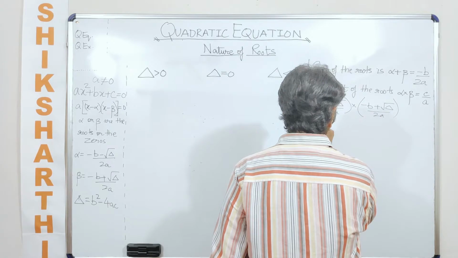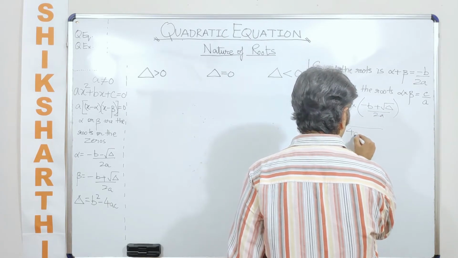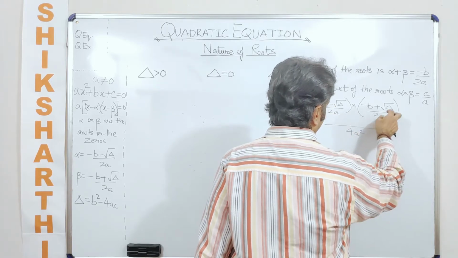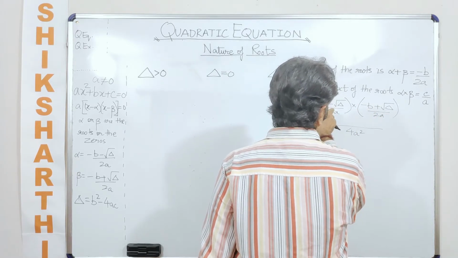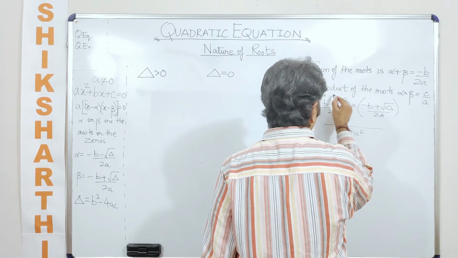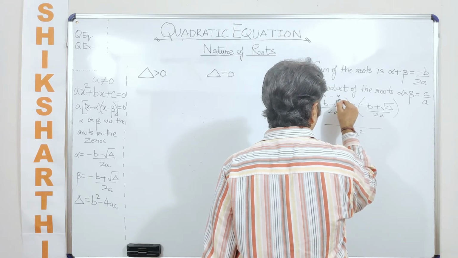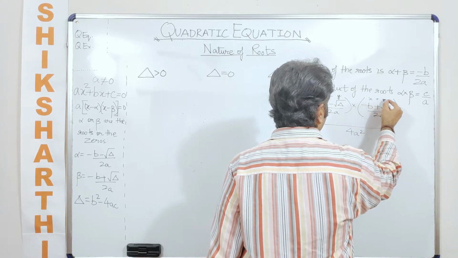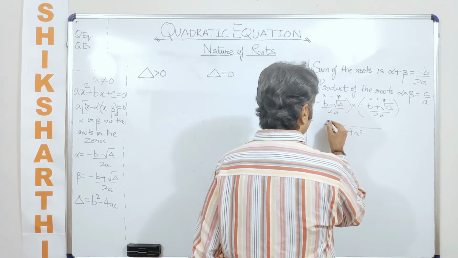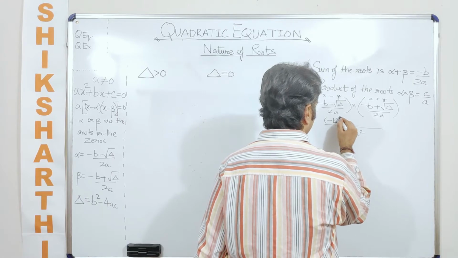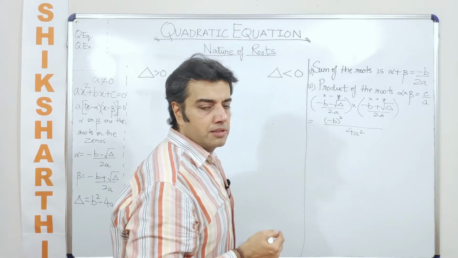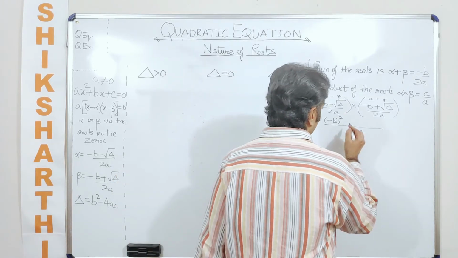So forget about the denominator for the time being. Denominator can be simply written as 4a square. So let us understand it like this: if I take the value of minus b as x for the time being, this becomes x minus y, and this becomes x plus y. So how much is x minus y into x plus y? x is minus b. X minus y into x plus y is x square minus y square.